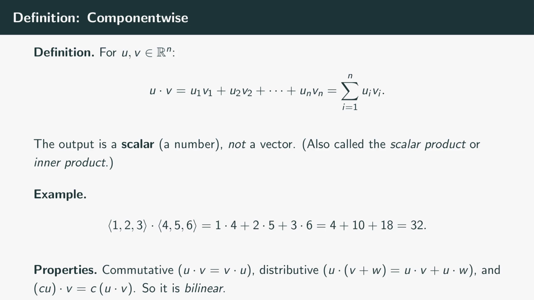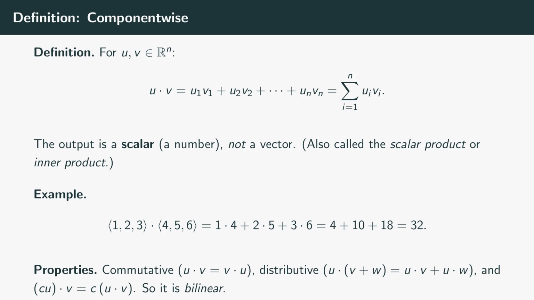Let's define it precisely. Given two vectors, u and v in Rn, the dot product, written u dot v, is what you get by multiplying their corresponding components and adding everything up. So it's u1 times v1 plus u2 times v2 on through un times vn. The result is a single number, a scalar, not a vector. That's why it's also called the scalar product, or the inner product.